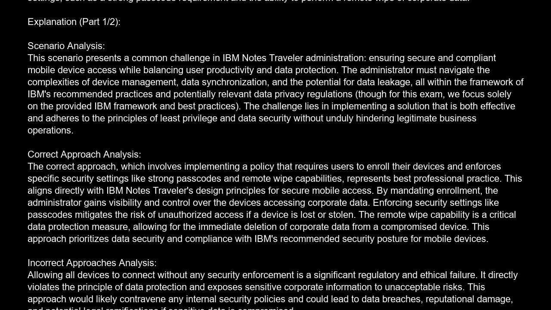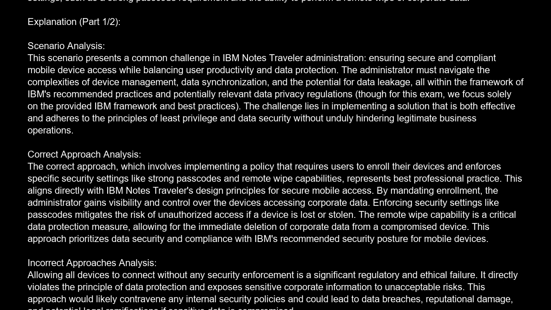This aligns directly with IBM Notes Traveler's design principles for secure mobile access. By mandating enrollment, the administrator gains visibility and control over the devices accessing corporate data. Enforcing security settings like passcodes mitigates the risk of unauthorized access if a device is lost or stolen. The remote wipe capability is a critical data protection measure, allowing for the immediate deletion of corporate data from a compromised device. This approach prioritizes data security and compliance with IBM's recommended security posture for mobile devices.